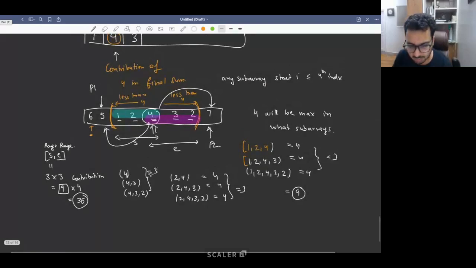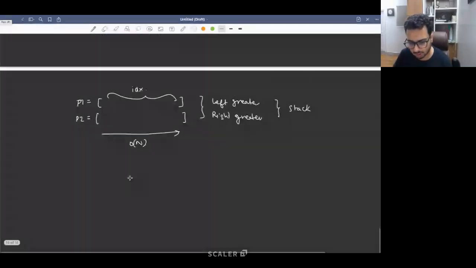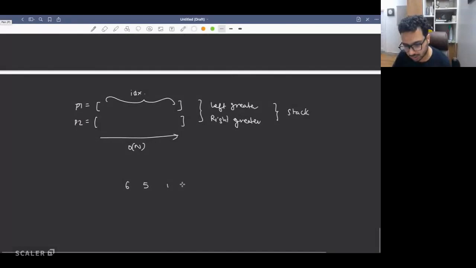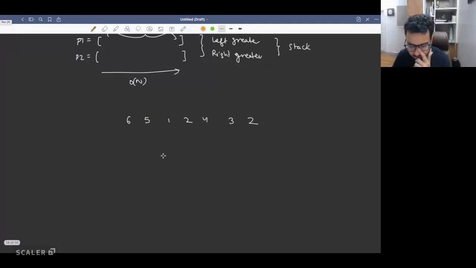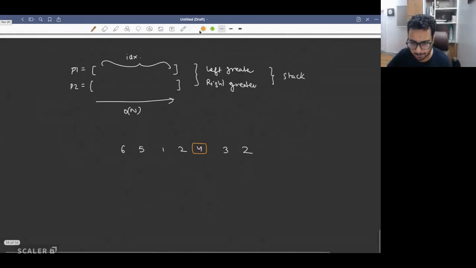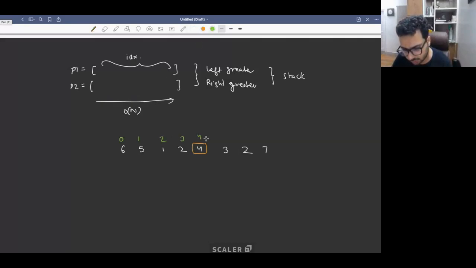So let me maybe do it for one example. Not fully, but maybe a little bit. 6 5 1 2 4 3 2. Now tell me what is the index for, let's say, 2. Let's do it for 4 only. And 7. So I have indices 0 1 2 3 4 5 6 7. Index of p1 is 1. Index of p2 is 7.